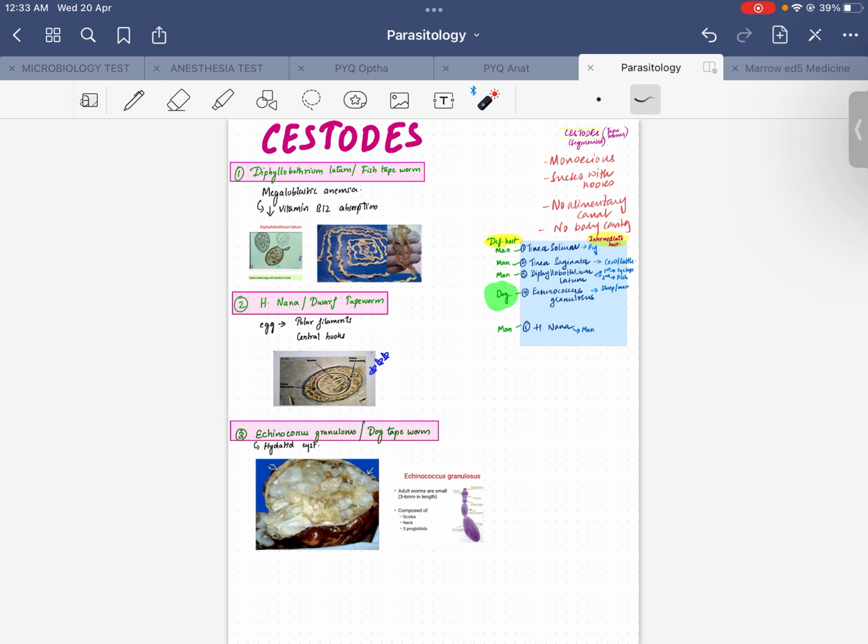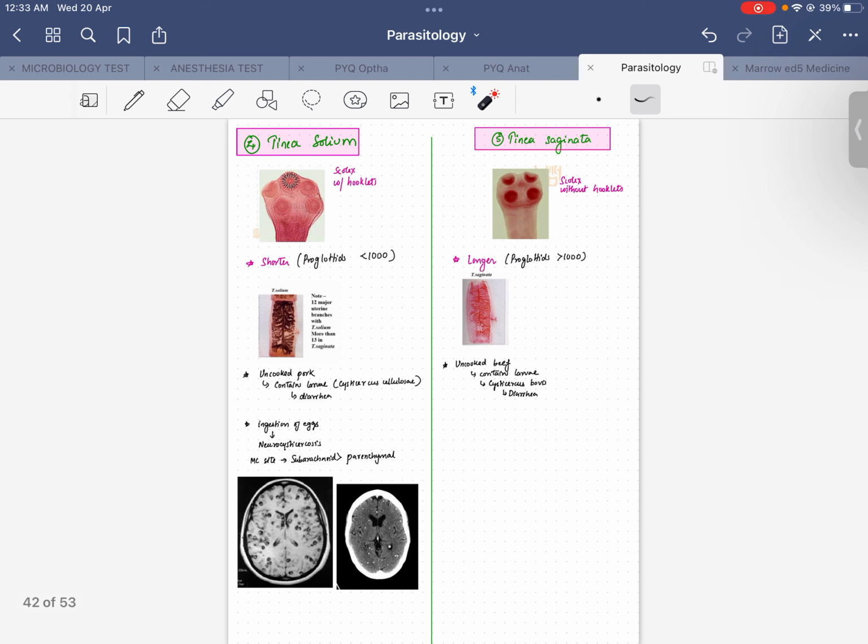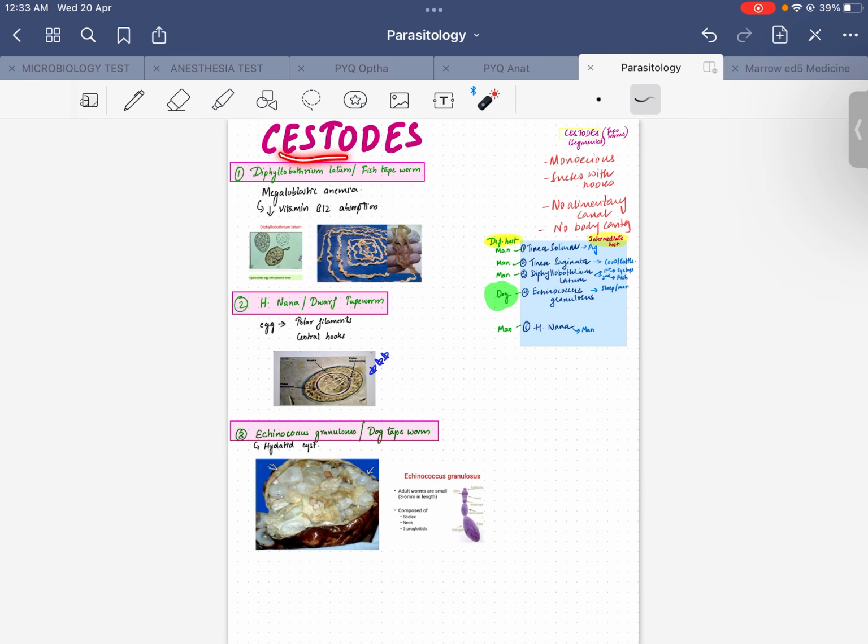Among the cestodes, you then have Taenia solium versus saginata. So first let us revise this. Cestodes: Diphyllobothrium latum is called fish tapeworm, because the second intermediate host is fish. Diphyllobothrium latum, important to remember. Remember the 2 for di and remember B12. So that also has a 2. So B12 absorption, Diphyllobothrium latum.